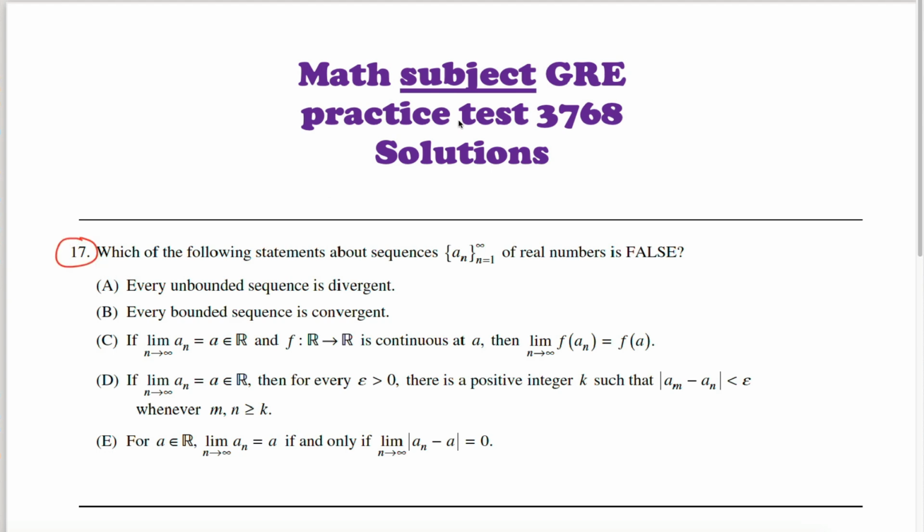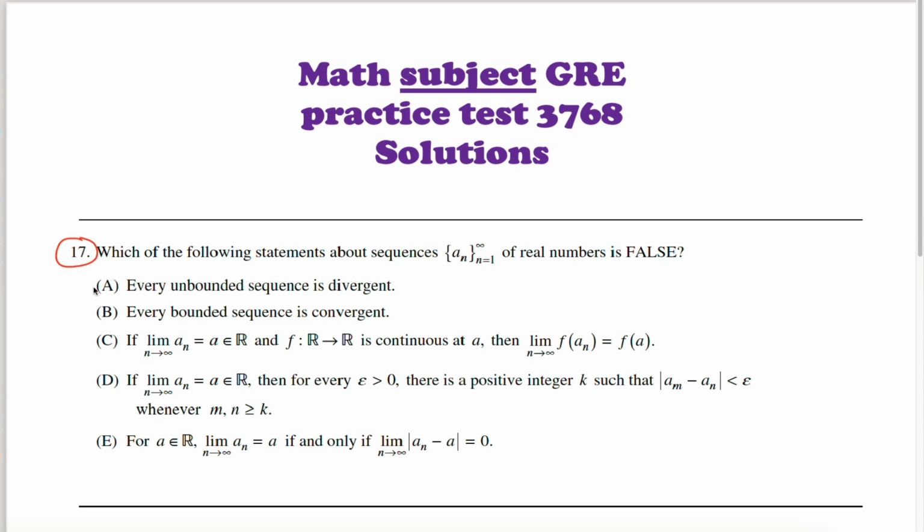All right, question 17 on the math subject GRE practice test. I kind of enjoyed solving this problem because it just worked out perfectly, and I solved it in like 10 seconds. What happens is I glanced at the instructions and saw we've got this infinite sequence of real numbers. Now I'm trying to figure out what the false statement is.